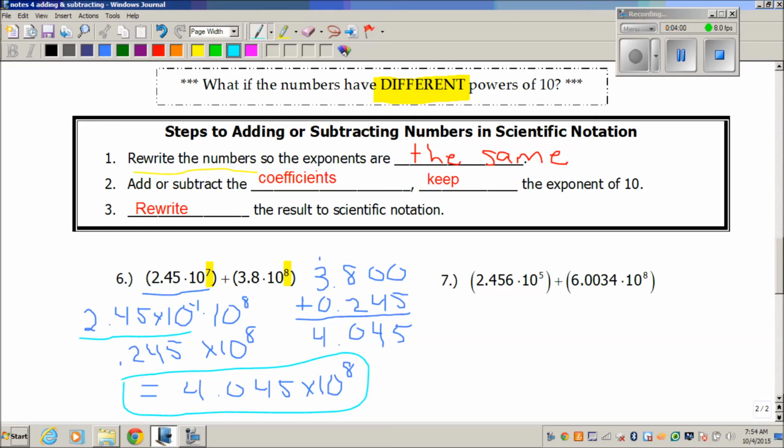Okay? This does have an extra step, but really it's just like readjusting your number at the beginning instead of rewriting your number into scientific notation at the end.